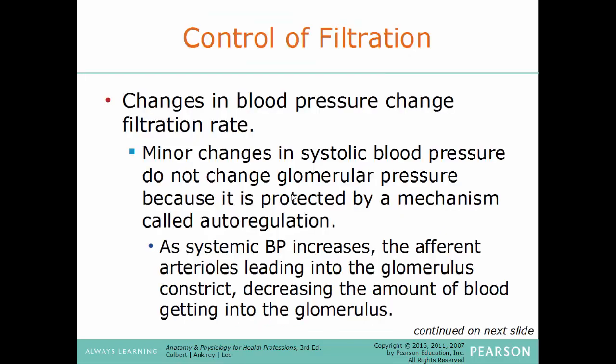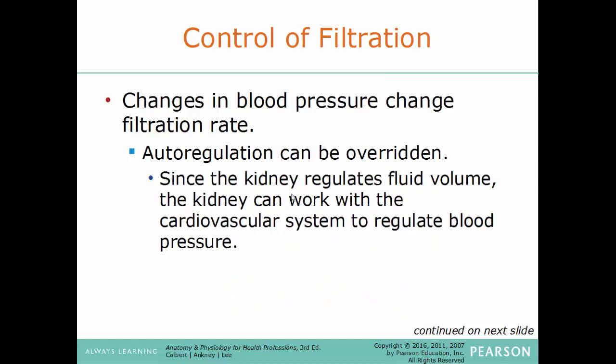Now, changes in blood pressure can change the filtration rate. Minor changes in systolic blood pressure do not change the glomerular pressure because it's protected by a mechanism called autoregulation. And how this works is, as the systemic blood pressure increases, the afferent arterioles leading into the glomerulus will constrict, decreasing the amount of blood getting into the glomerulus. And autoregulation can be overridden.